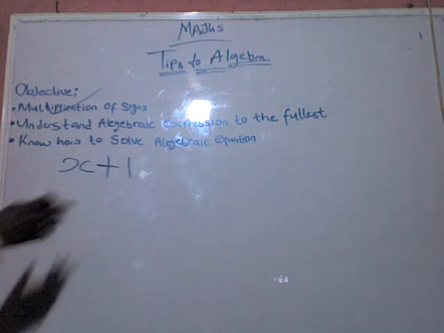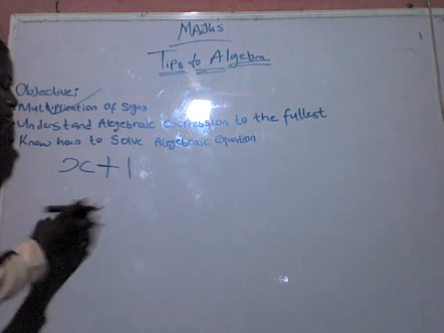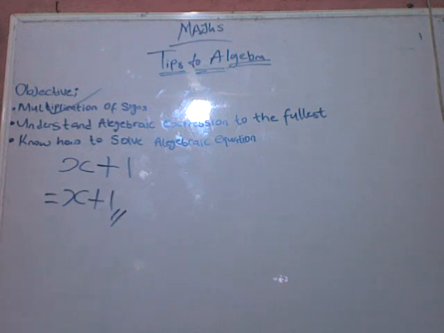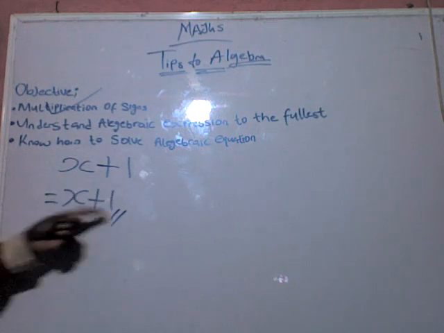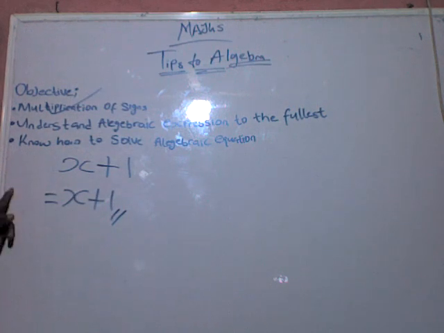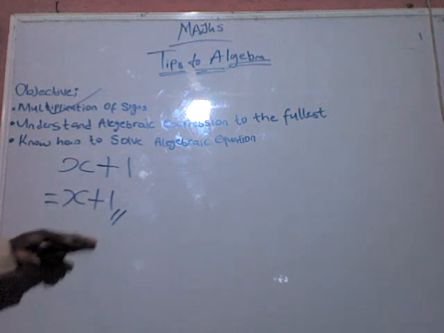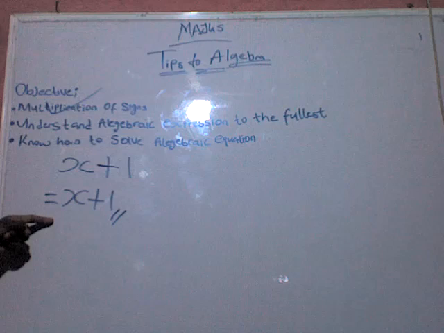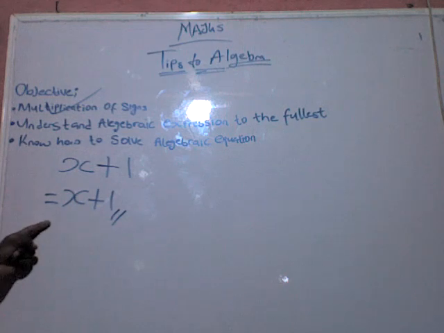So the answer to this problem is this: x plus 1 equals x plus 1, because we can't add these two together. Permit me to say it, because they are not families.